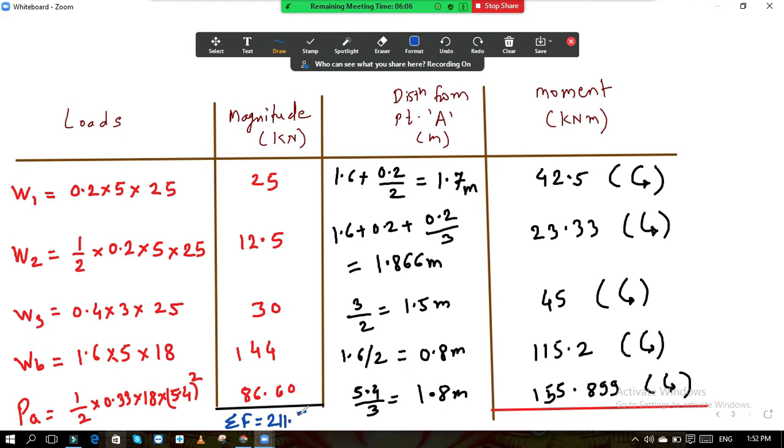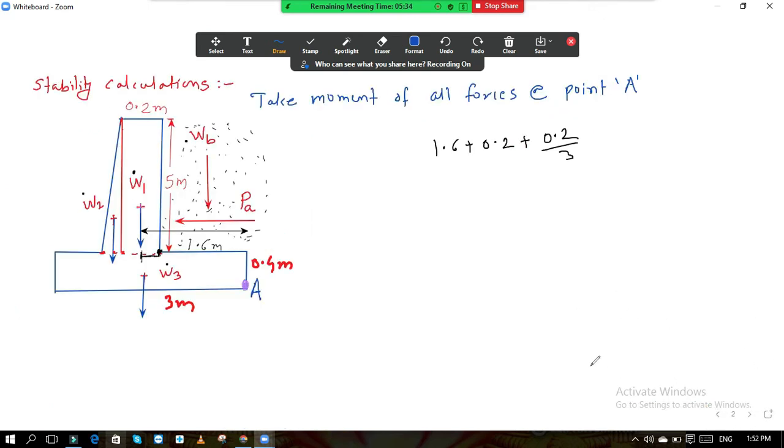We will use Varignon's theorem to find the CG, to find our eccentricity. Okay, and now sum of the moments. So add all these values because all are anti-clockwise. So it will become 381.91. Okay. So it is 381.91. So now here we will calculate this.